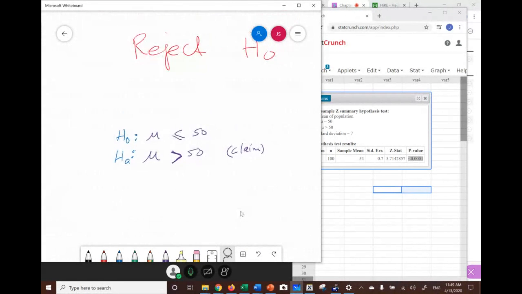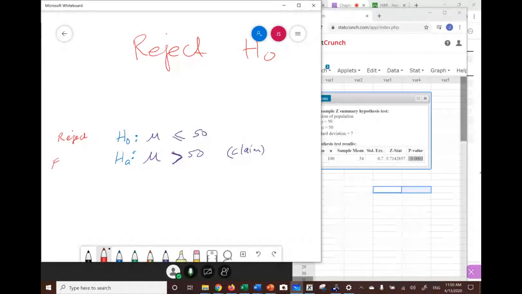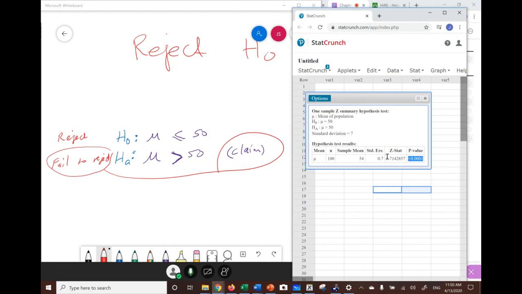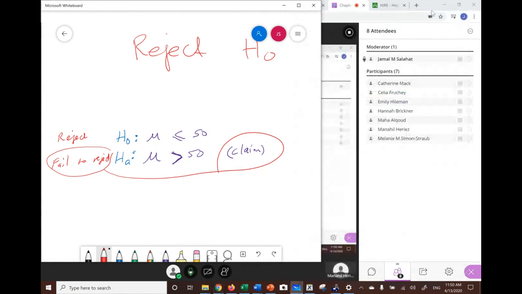Notice that based on my statement, I decided to reject H naught. Now, if I reject H naught, automatically the HA is the opposite. You fail to reject HA. And notice that to reject HA is the same as fail to rejecting the claim. So what are we saying in here? We are saying we're going to fail to reject the claim.